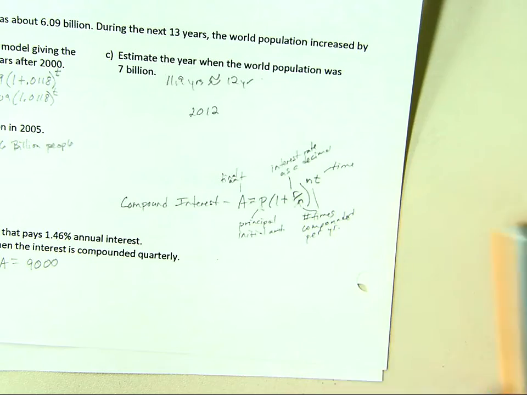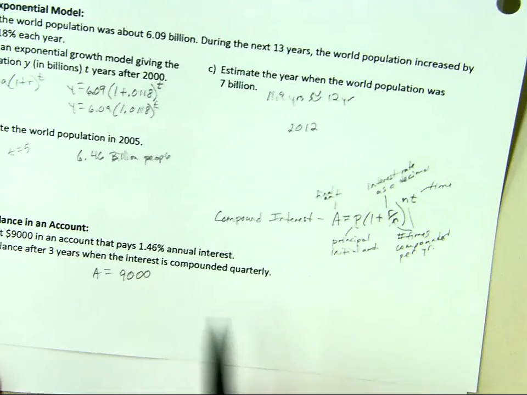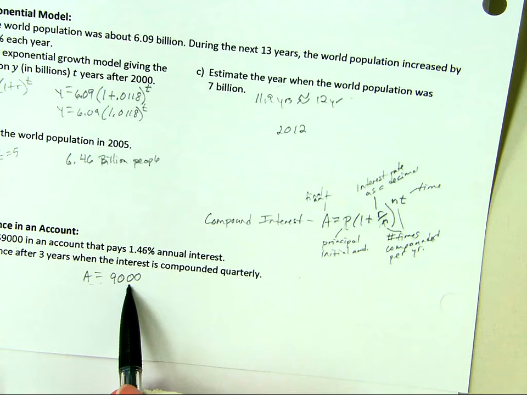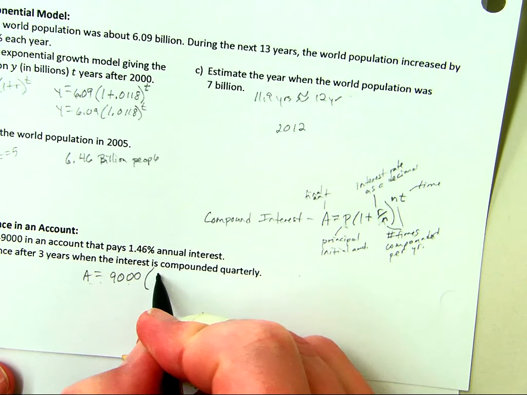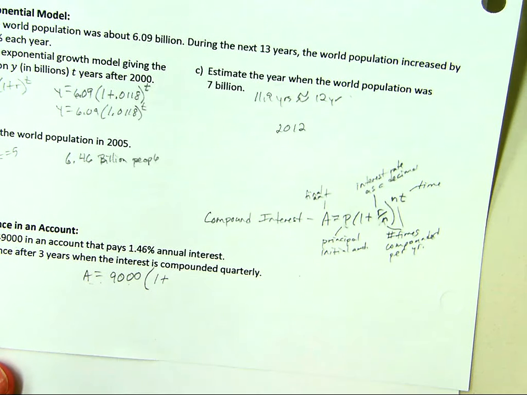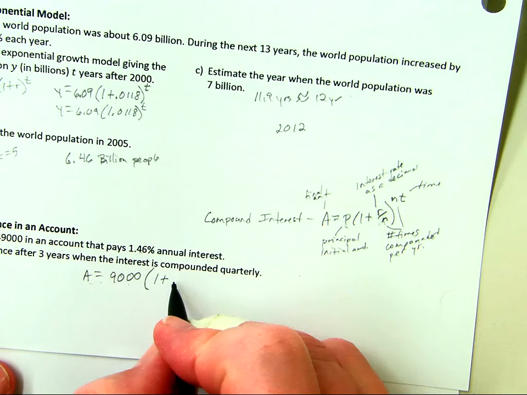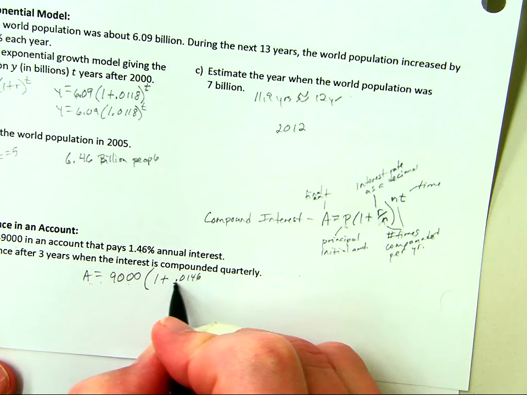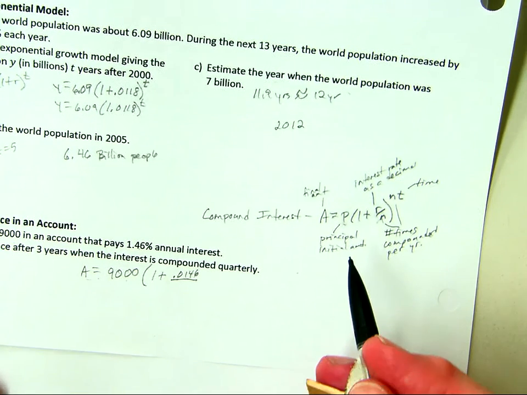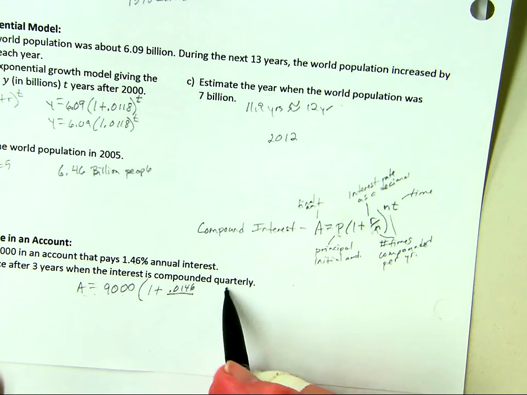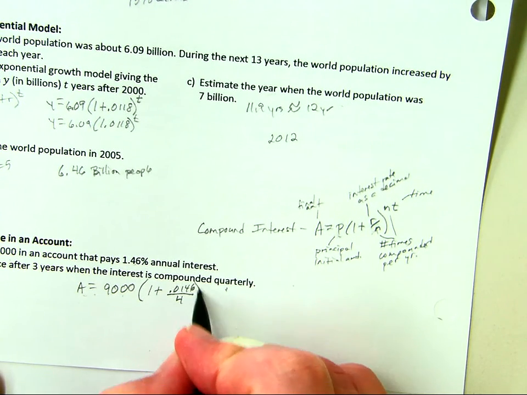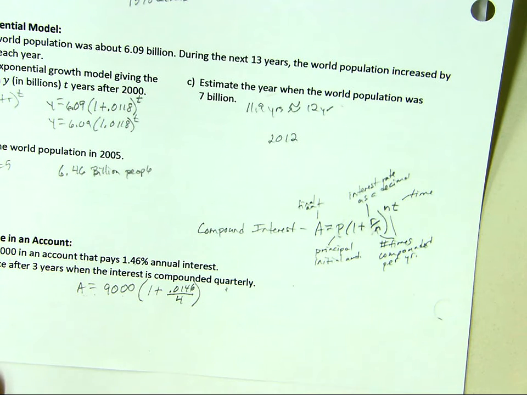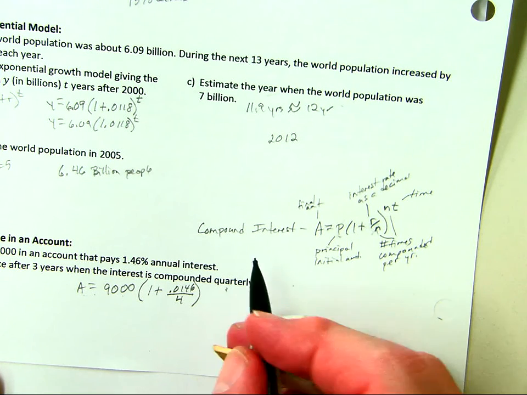So there's our final amount equals our initial amount, which is 9,000 times 1 plus R. Well, here it says the annual interest is 1.46 percent. So that's 0.0146 as a decimal. And on the bottom is N, the number of times compounded per year, where that's quarterly. Quarterly means 4 times per year.